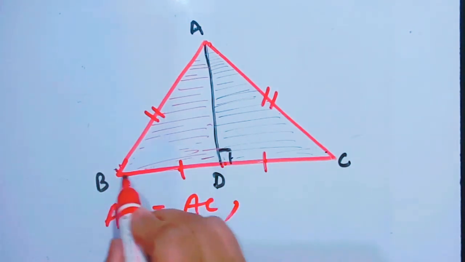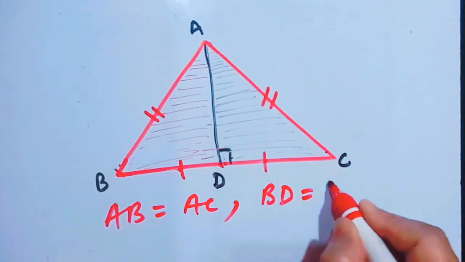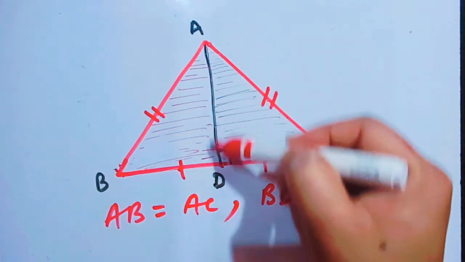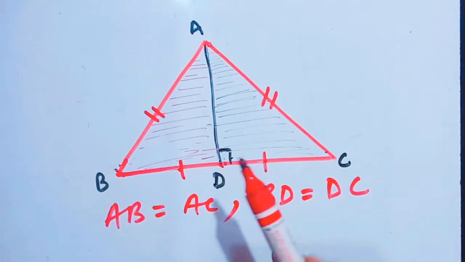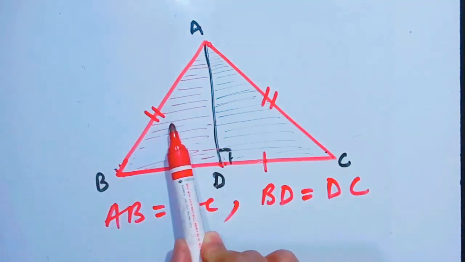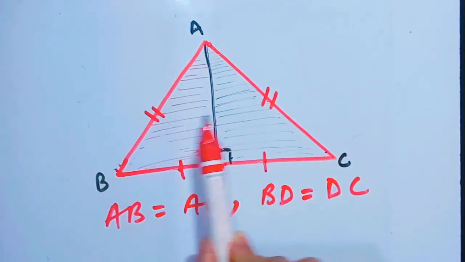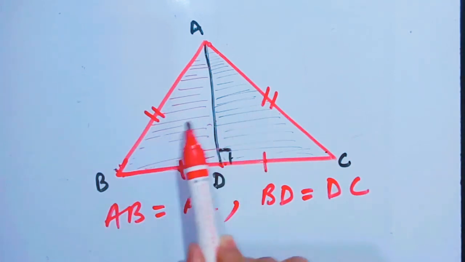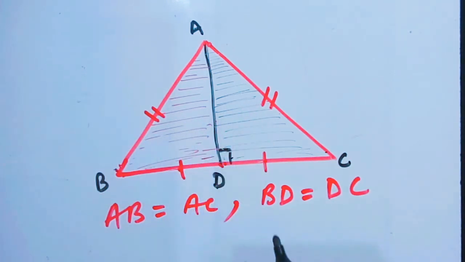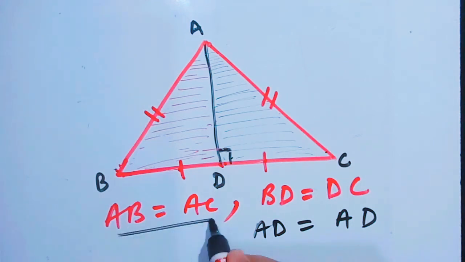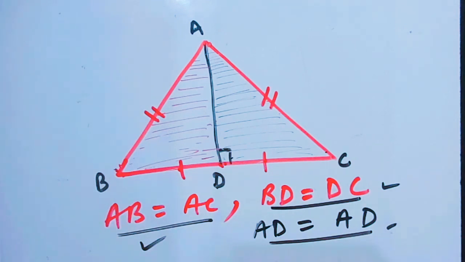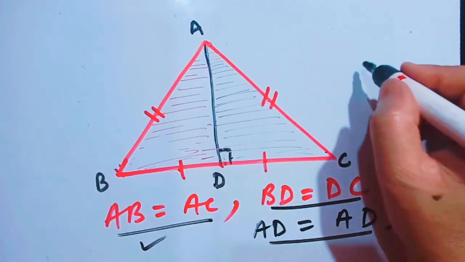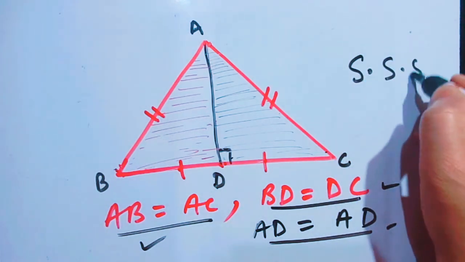I also find that BD is equal to DC, and this particular line that you can see, the black one, is the same for this triangle and this triangle, it is the same for both. So when it is the same for both, in that case I will write AD is equal to AD. This means I have got three sides, one side, two sides and three sides. So I can say that these two triangles are congruent by side, side, side.